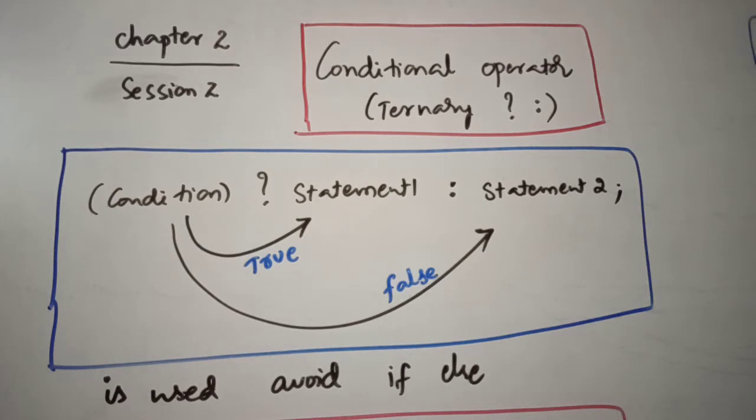We have something called conditional operator, ternary operator. We have two symbols, question mark and colon. Look at the syntax. Condition, question mark, statement 1, colon, statement 2, semicolon. Observe the things clearly. There is no if or no else here.